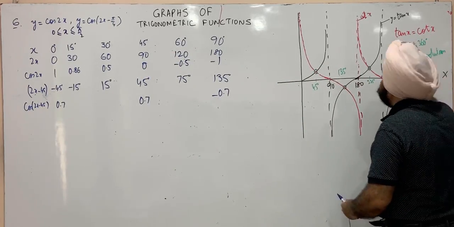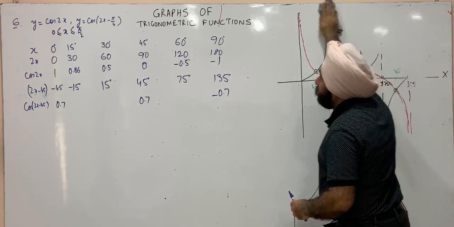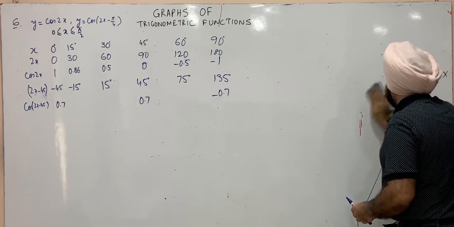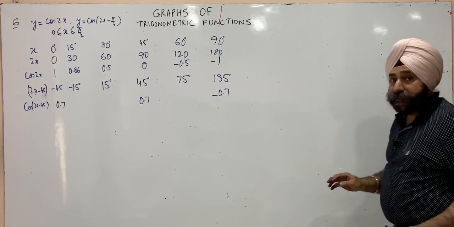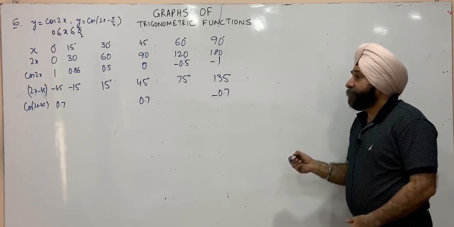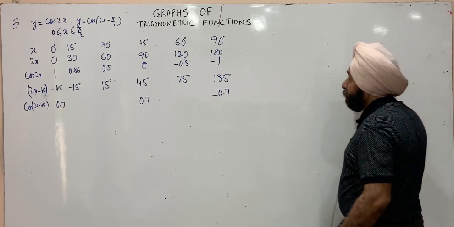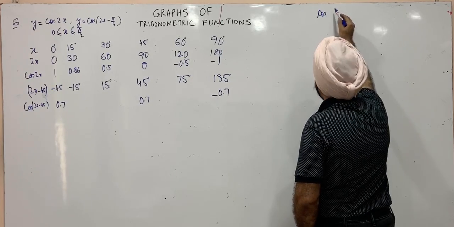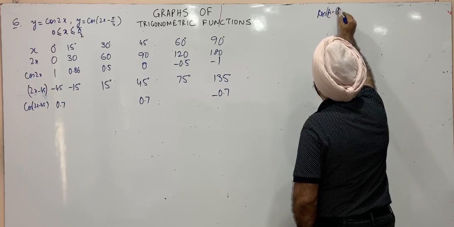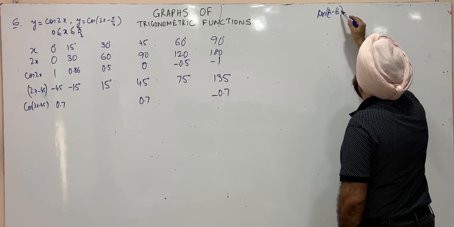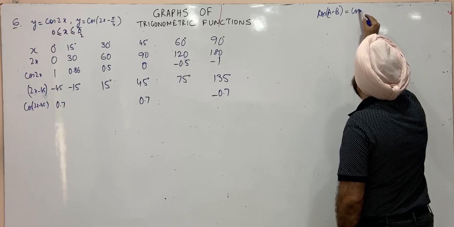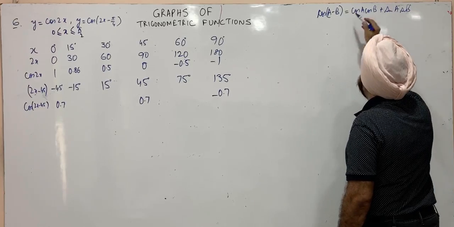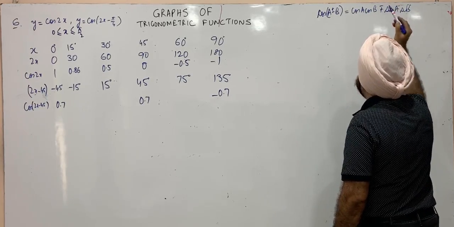To evaluate cos of 15 and cos of 75, we need knowledge of compound angle formulas, also called addition subtraction formulas. So what are those formulas? That will be studied in the next class, but here we need formulas for cos of a minus b and cos of a plus b. Cos of a minus b is cos a cos b plus sin a sin b, and if we have plus sign here we will have minus sign here.